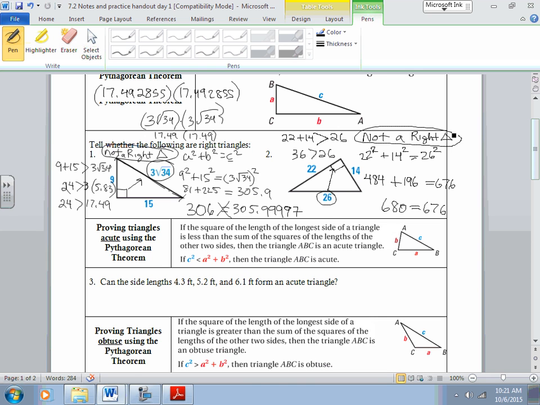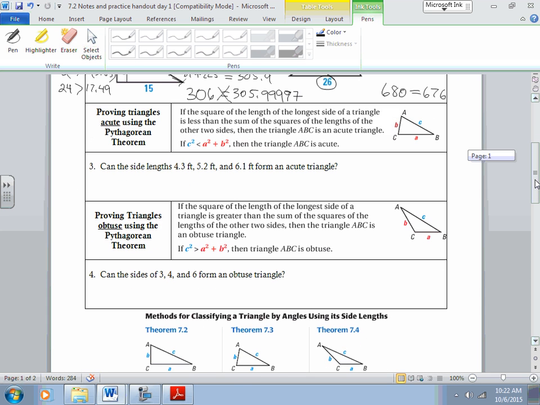All right, so are we okay with how to check if the sides make a triangle and to check if it even is a right triangle? You guys okay with that? Okay. Now, the next part we're going to learn is proving that triangles are acute using the Pythagorean theorem.